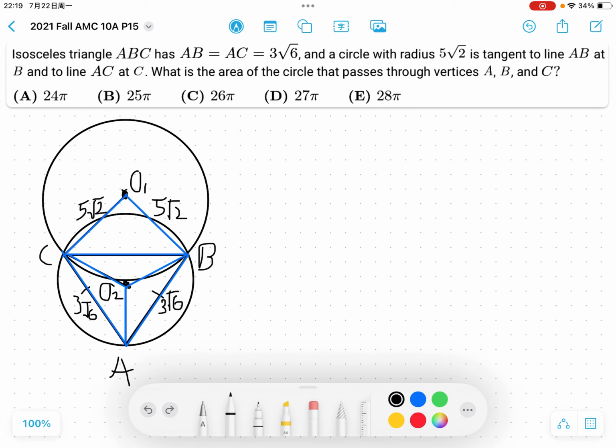So basically, for the area of the circle that passes through vertices A, B, and C, we call the circle O2, so it has center O2, and we let the radius be R. We call the circle with radius 5 root 2 O1, and we let it have a center of O1, so it's tangent to AC and also AB at B and C.